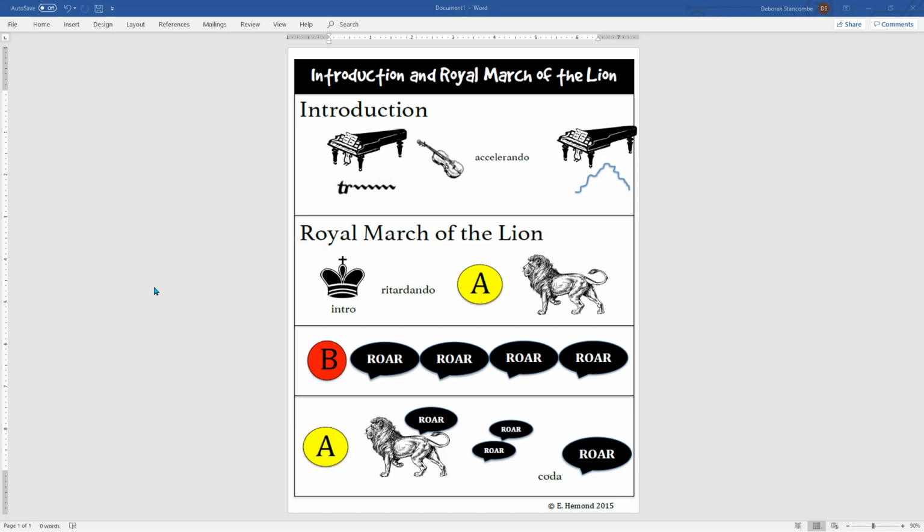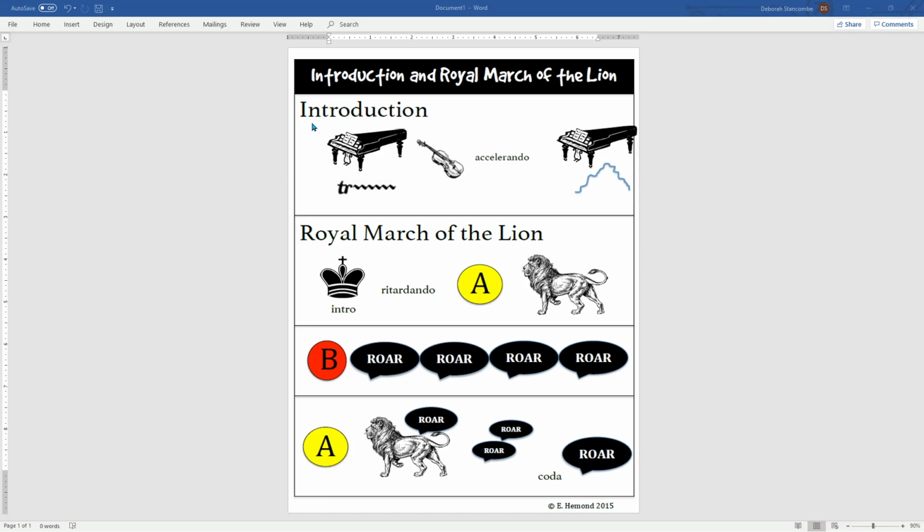So, in this assignment, we're going to be learning how to use a listening map. We're going to be listening to this song, which is the introduction and Royal March of the Lion, which is introducing basically the whole entire carnival. And we're only going to be hearing the lion as the first animal today. So, to follow this listening map, I'm going to explain what each part is and does, so when you hear it, you can know what we're talking about.